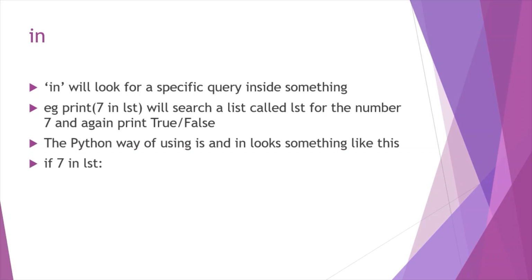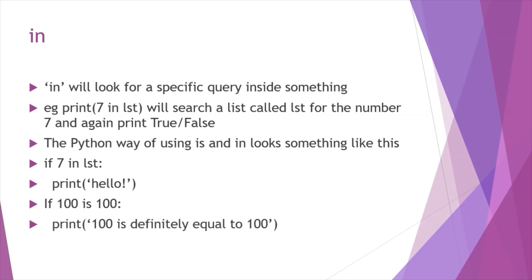The Python way of using "is" and "in" looks something like this. So if 7 in lst, then print hello. So if it's there, print hello. And then if 100 is 100, of course it is, it'll print 100 is definitely equal to 100.